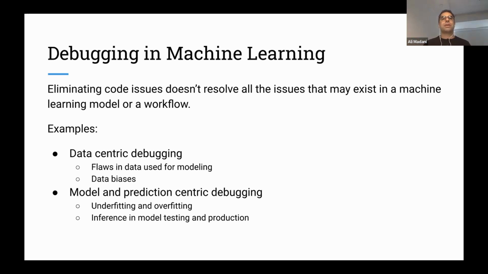But when we think about machine learning, it's not about making sure our code works. It is a matter of taking care of data-centric debugging, model and prediction-centric debugging, and production-related issues that we have to make sure don't happen. For example, in data-centric debugging, we have many data biases and flaws in data that we need to pay attention to, to make sure the data we are using for modeling, and how we are dealing with unseen data in production, is properly established so that our model can be successful in production. In model and prediction-centric debugging, we have many different topics, from what you learn early on in machine learning, which is underfitting and overfitting, to many different aspects of taking care of machine learning issues in production, right?